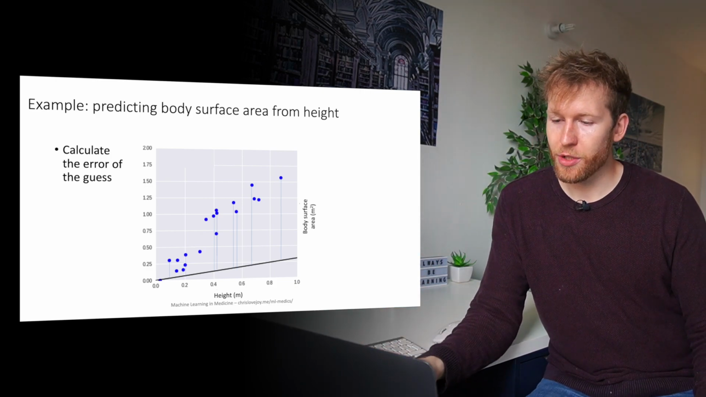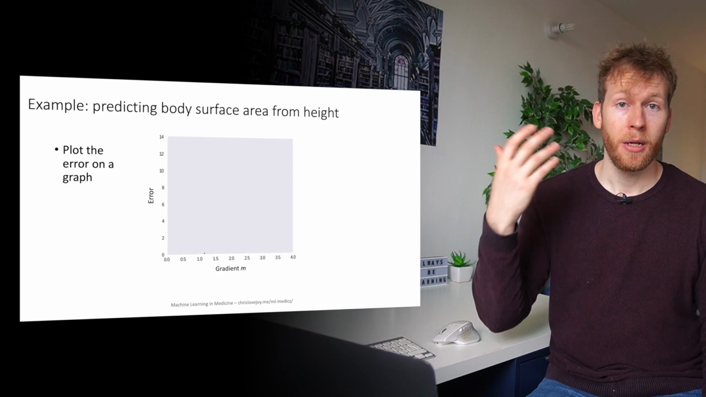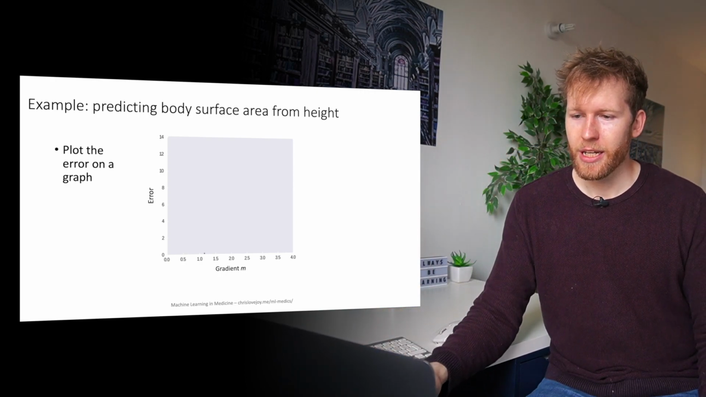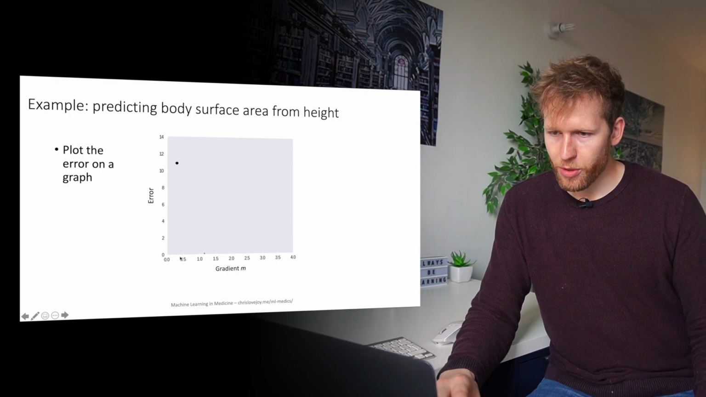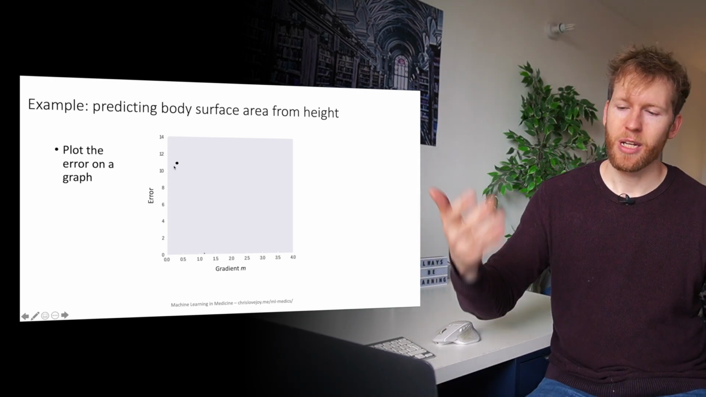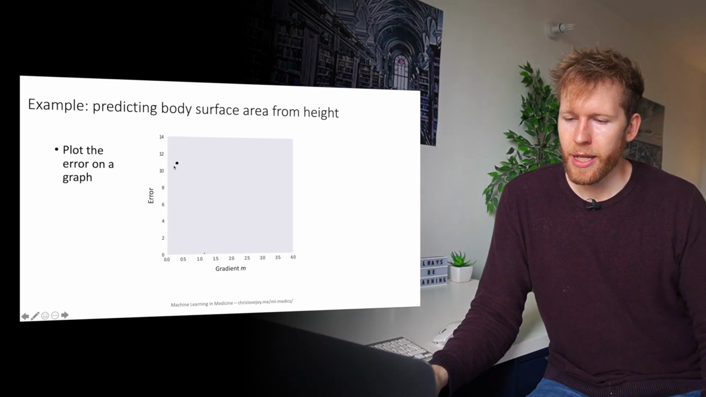So at the moment, the line is not doing a fantastic job. But then what happens in machine learning in this gradient descent approach is you'll plot that error on a graph. And here we have the gradient around 0.25, and the error is currently 11. And that's a somewhat arbitrary value.